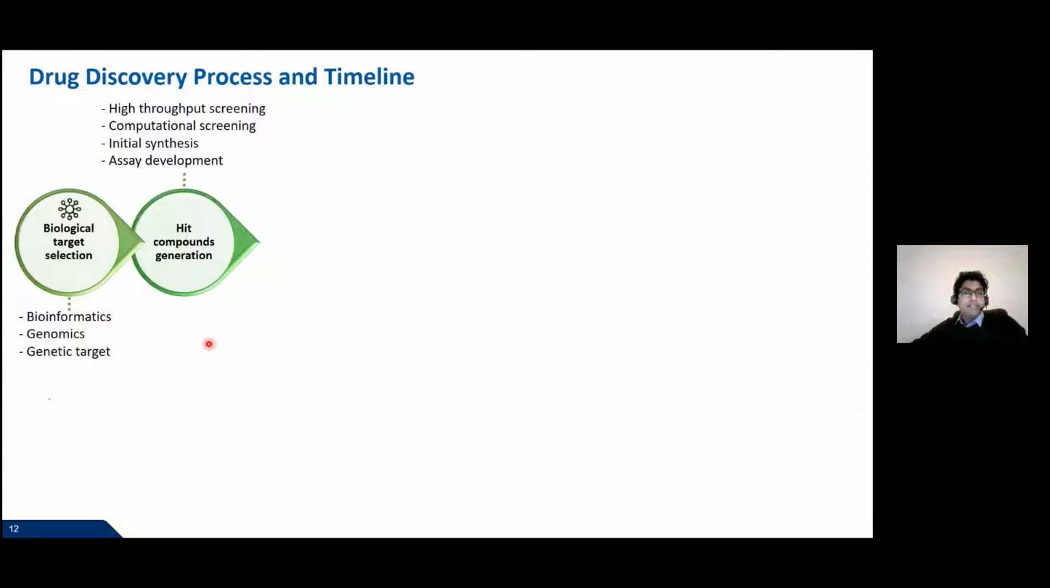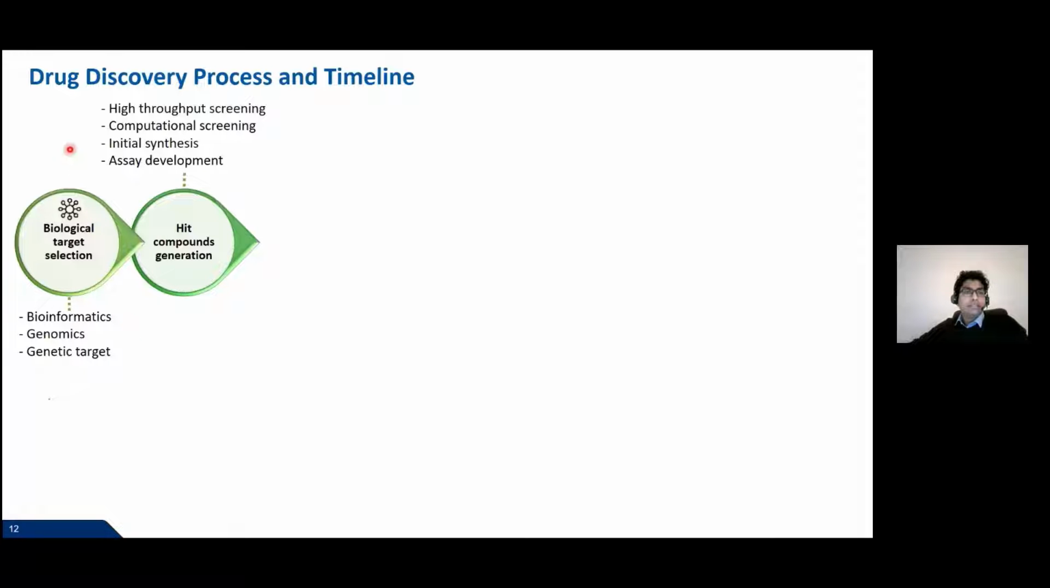Then there is a second process, which is hit compound generation. So what is a hit? I will come back to this point several times in my talk. Hit and lead compounds. Hit compounds are not drug-like compounds. They are really small compounds. So this is a starting point for the chemist. You synthesize several compounds, you test them on a biological target, to see if these compounds inhibit or stop the biological process of this protein.